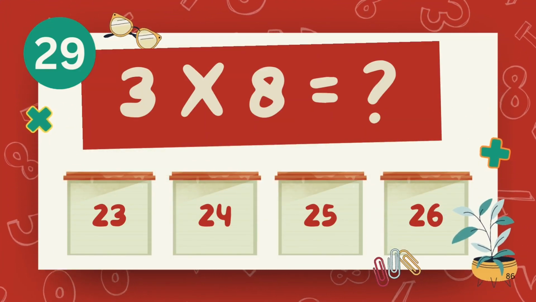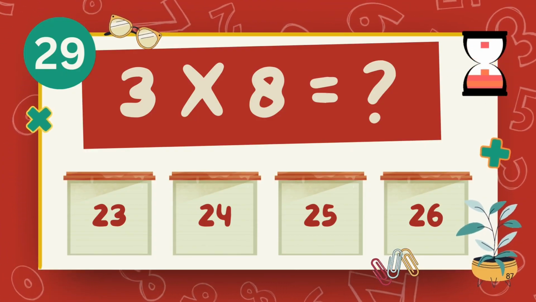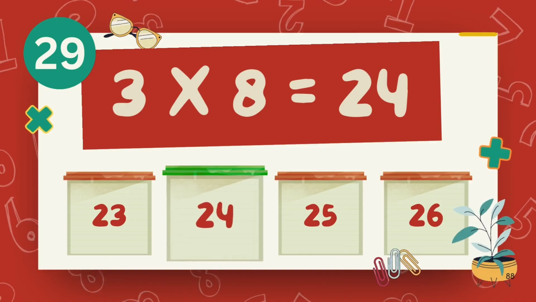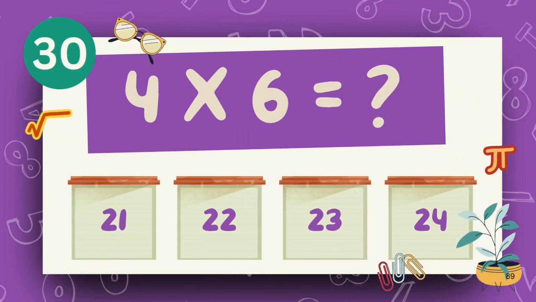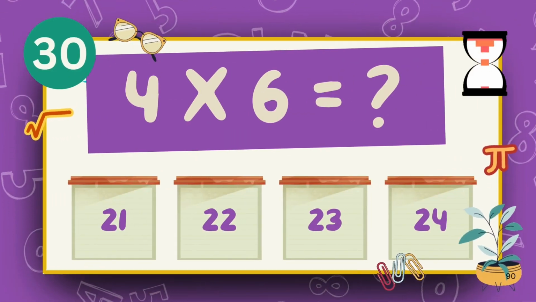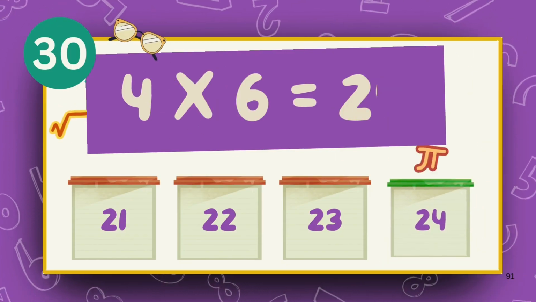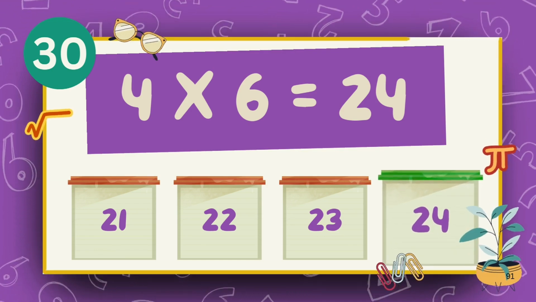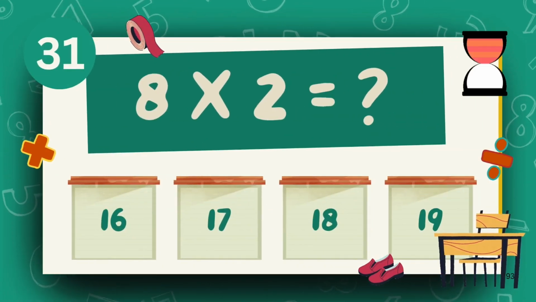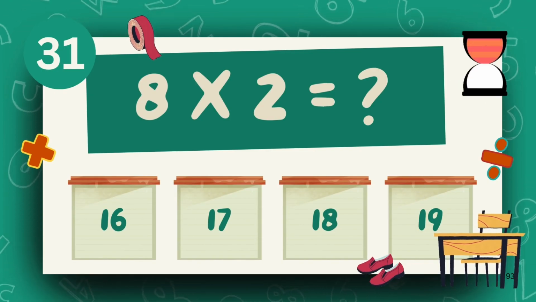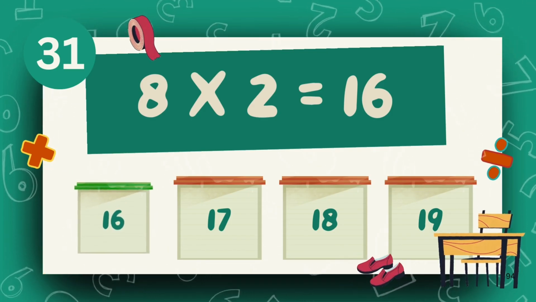What is 3 multiply 8? The answer is 24. What is 4 multiply 6? The answer is 24. What is 8 multiply 2? The answer is 16.